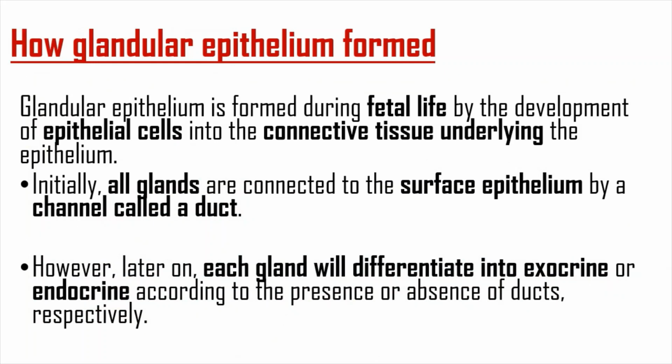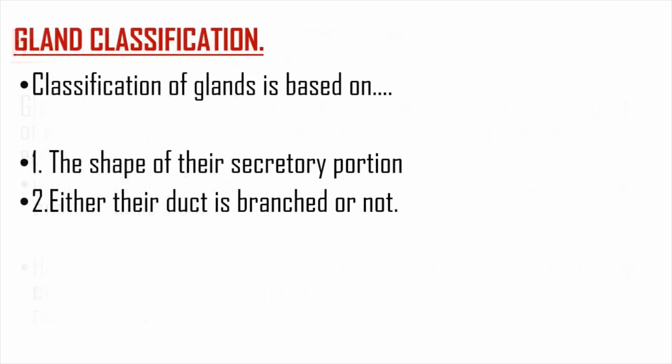Now, the most important question that one would ask is how are glands formed? Glandular epithelia is formed during fetal life by the development of epithelial cells into connective tissue that underlie the epithelia. So initially, all glands are connected to the surface epithelia by a channel called a duct. However, later on, each gland will differentiate into either exocrine or endocrine depending on the presence or the absence of a duct, respectively. What this means is that exocrine glands have a duct and endocrine glands do not have a duct.